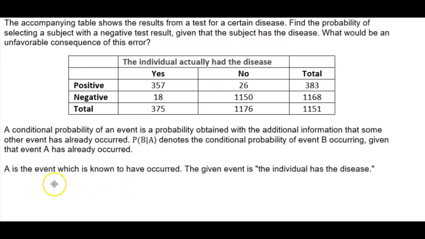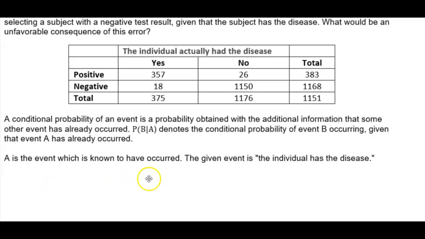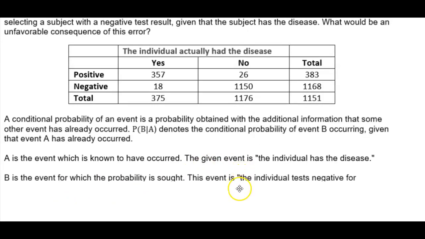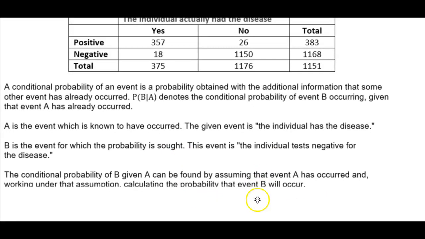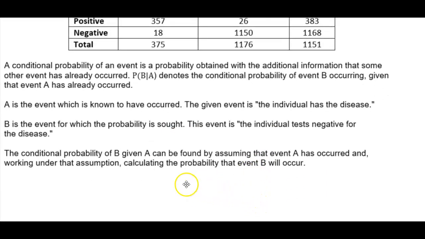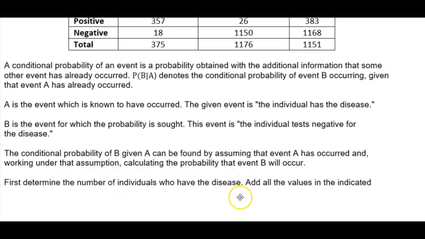So event A is the event which is known to have occurred. The given event is the individual has a disease. B is the event for which the probability is sought. This event is the individual tests negative for the disease. Now, the conditional probability of B given A can be found by assuming that event A has occurred and, working under that assumption, calculating the probability that event B will occur.